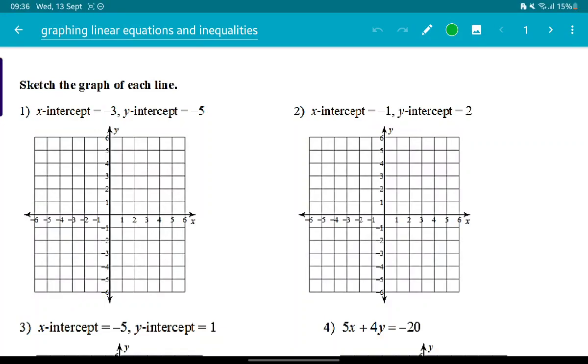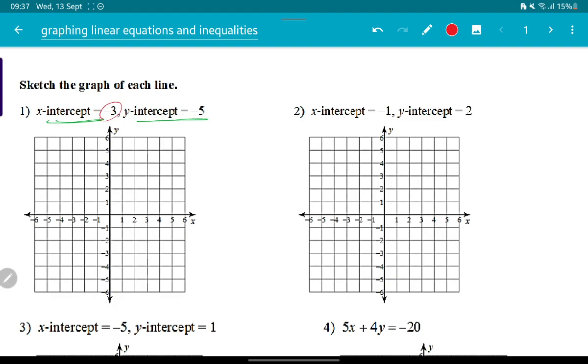Hello everyone. In this video I will teach you how to graph the linear equation. First, if you have the x-intercept and the y-intercept, it's easy for you to plot the two intercepts, then you can connect them to have the graph.